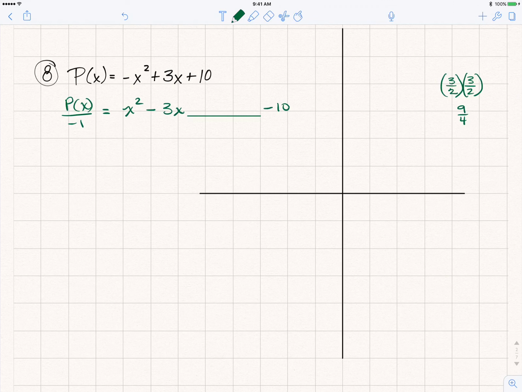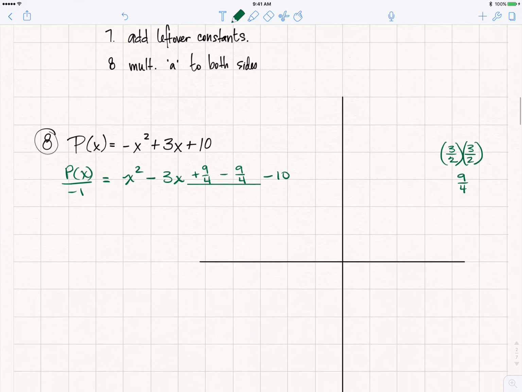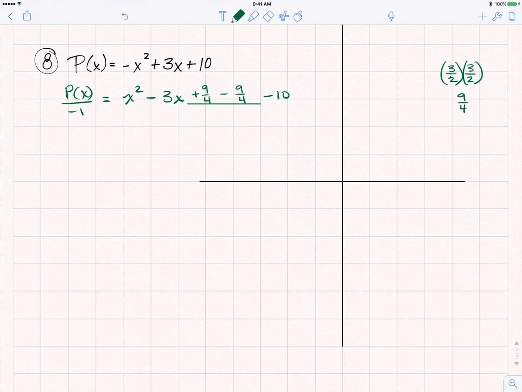Step number 5 says that you should add and subtract that number at the same time. And that's what the blank is for. So I'm going to add 9/4 and I'm going to subtract 9/4. So now we're all the way to step number 6 in our list, and step number 6 says that we should factor the trinomial.